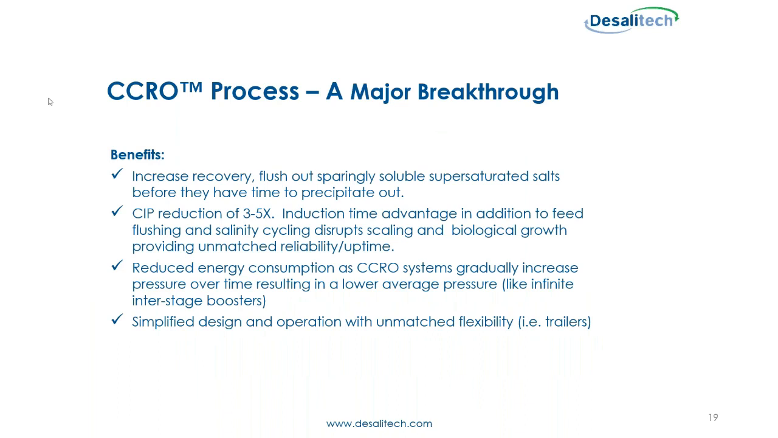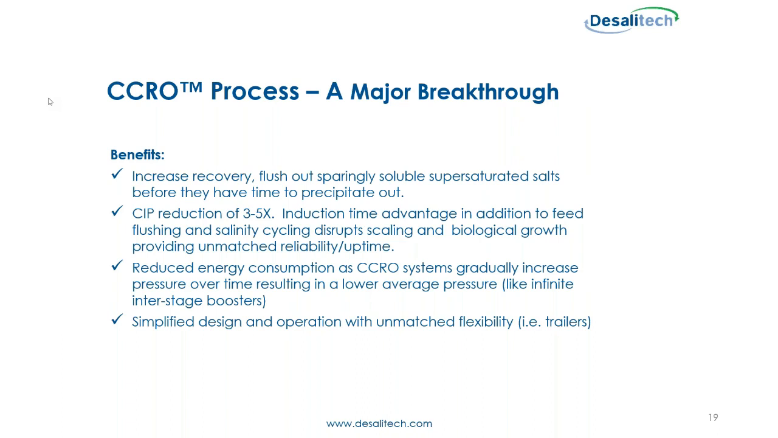And there's a number of benefits with our patented process, and I'll just highlight a few before I jump into the program. So we really have this ability to push the limits to maximize recovery. So we flush out the sparingly soluble supersaturated salts before they have time to precipitate out. An example of that is silica. A general rule of thumb with antiscalant, you can go up to 300 ppm in the brine at neutral pH. Well, we've pushed that to 400 and above 500 ppm.